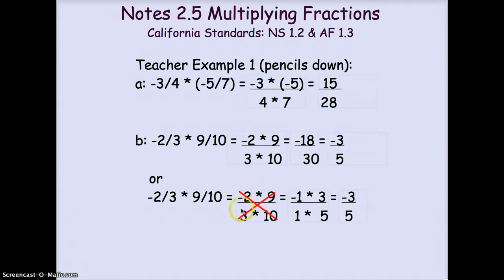The advantage to this method, cross-canceling, is that you're less likely to make a mistake at the end. A lot of times what students do is they don't realize the final answer can be simplified, and they, for example, leave this answer here instead of simplifying it all the way. So cross-canceling makes it easier so you don't make a mistake. Also, it means that you're multiplying with smaller numbers, which tends to be a lot easier.